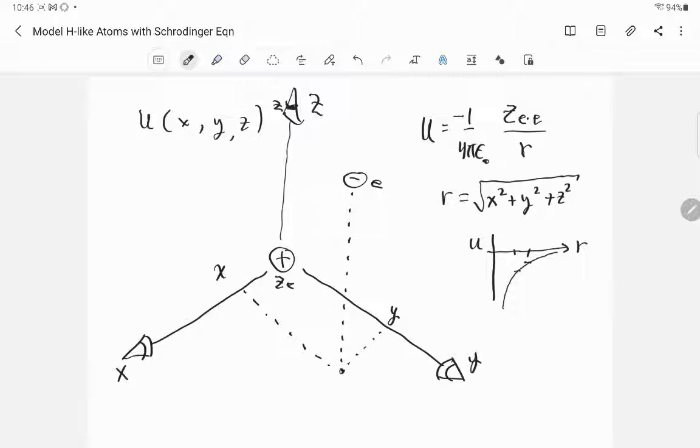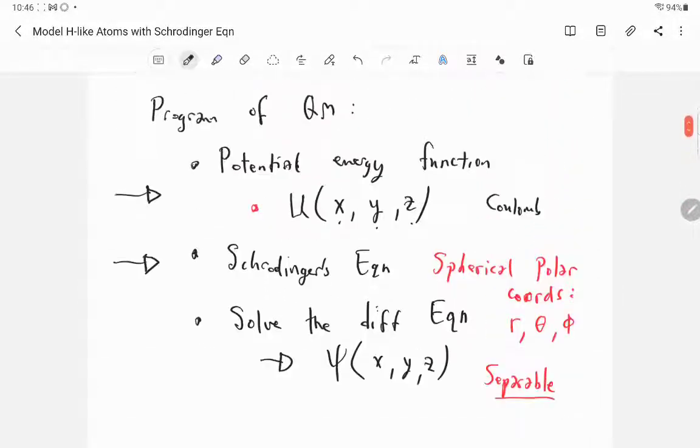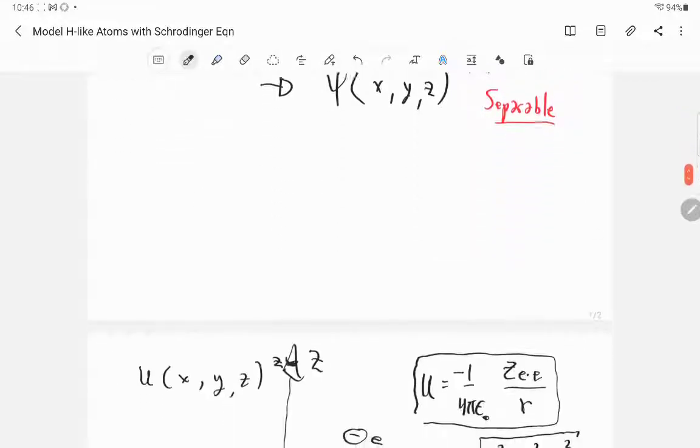All right? Okay, so here's our potential energy function in terms of just the distance between the two charges, or the electron and the nucleus. But in terms of rectangular coordinates, you just use the Pythagorean theorem. So that is the potential.